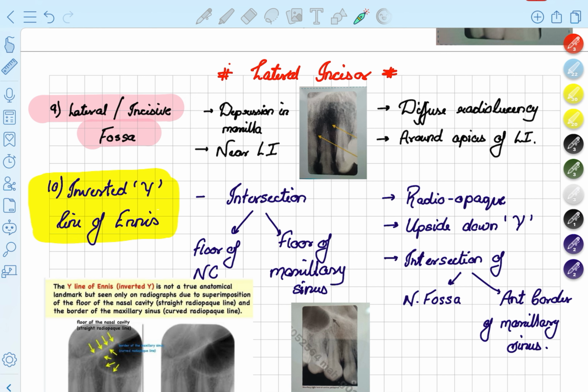So how will it appear? As a radiolucent area around the apices of lateral incisor. This is a lateral incisor, right side and left side. We will see the lateral or incisive fossa near the lateral incisor.